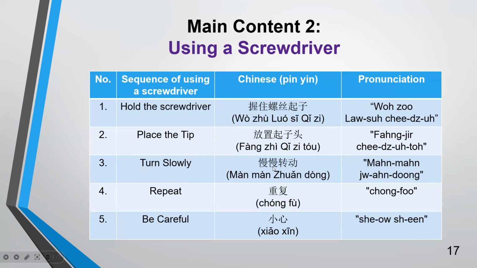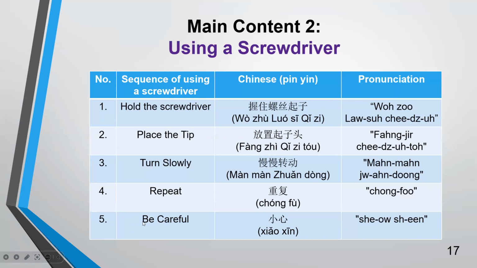Then the last step is to turn it slowly, which is 慢慢转动. 慢慢 is slowly, 转动 is to turn. Alright, so it's like 慢慢, okay. 转 would be like 转, then do on, 动. Yes, 慢慢转动, to turn slowly.